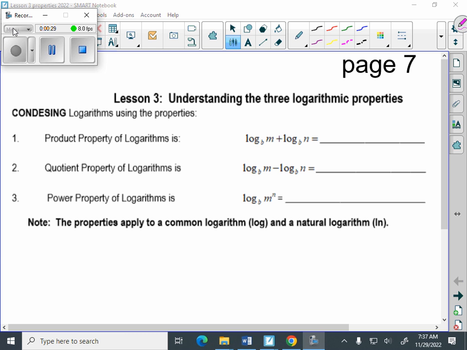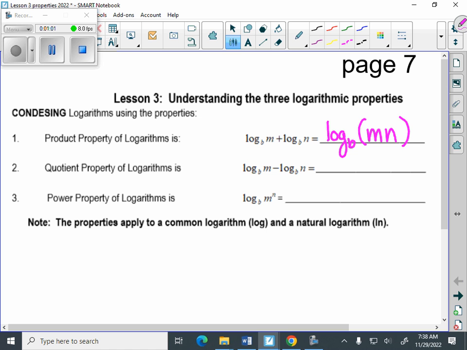So this first one says the product property of logarithms. Well, if we have log base b of m plus log base b of n, notice that they're both the same bases, and that's important. Product means the answer to a multiplication. So this would be log base b of m times n. That's our first property.